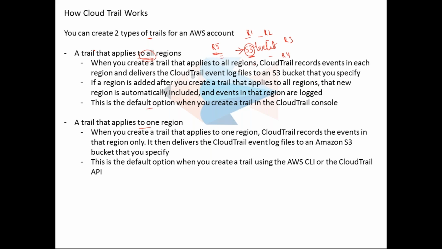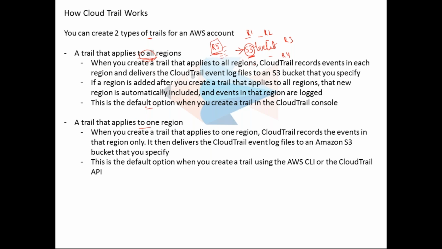Fine. So what I'm trying to tell is a trail that applies to all regions. When you create a trail that applies to all regions, what is the infrastructure in different regions? All the activity would be logged in the S3 bucket. And later, even if you add another region, CloudTrail automatically logs the activity happening in that region also. So that is the advantage if you go for the trail that applies to all regions.